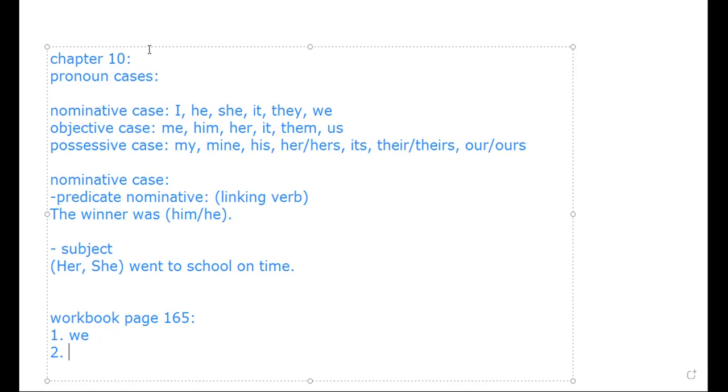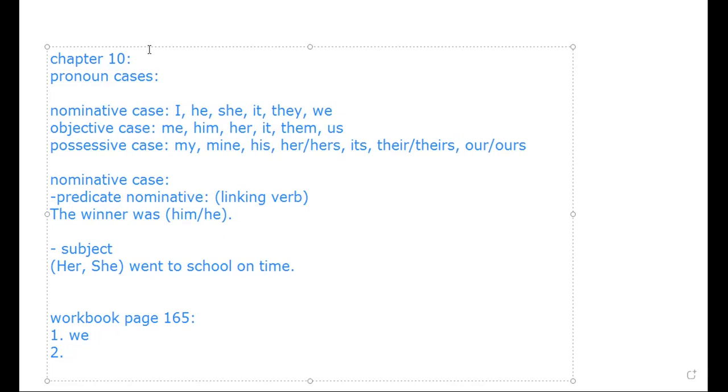Number three, Farah. The French government and we or us have a good relationship. What would you say? We. Good job, because again, it's the subject. We here is the subject. Who has a good relationship? The French government and we. Here we have what we call a compound subject. That means we have more than one subject joined together by and. If it's a subject, even if it's a compound subject, we still need to use the pronoun in the nominative case.